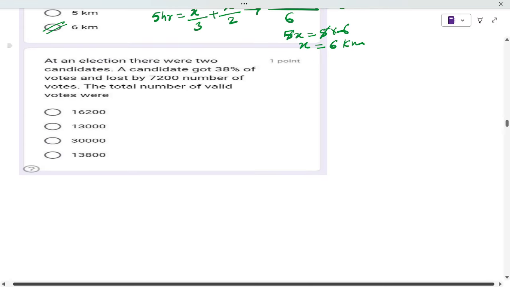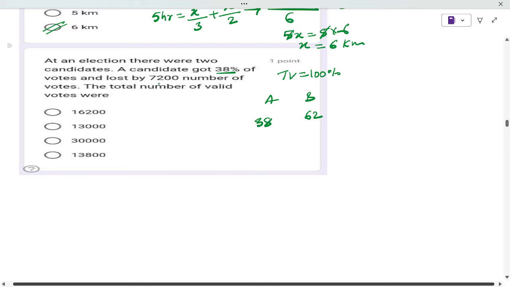Okay. So the next one is regarding percentage again. There were two candidates. Candidate A got 38% of the votes. Total votes are not known, so let's say 100% votes. Candidate A and candidate B. Candidate A got 38% of the total votes, which means what? 38% of 100 will give us 38. So the remaining is 100 minus 38, which is 62, because 38 plus 62 will give us 100.